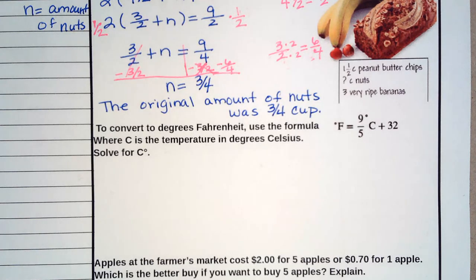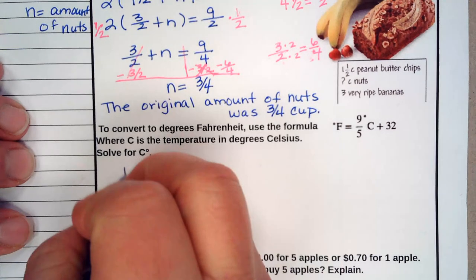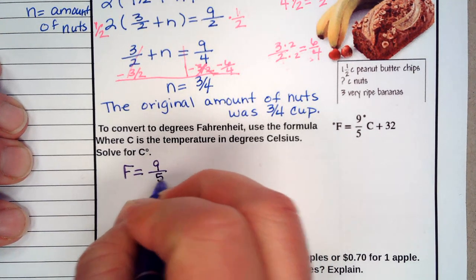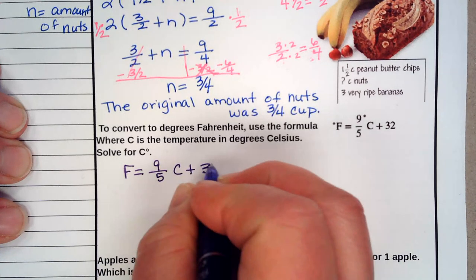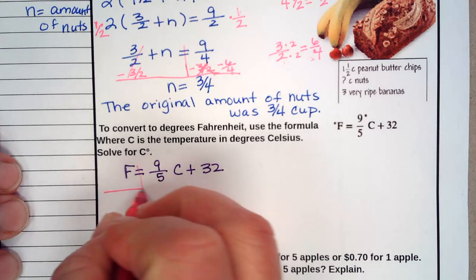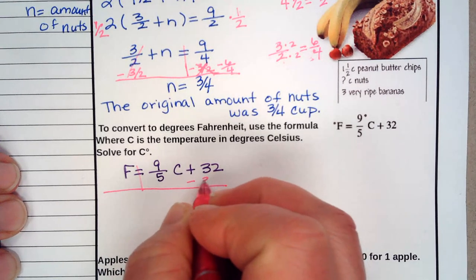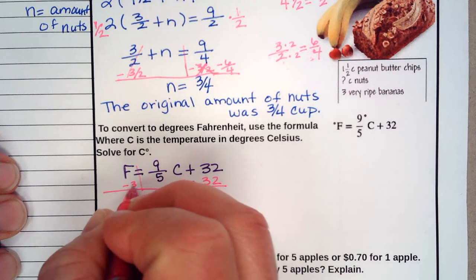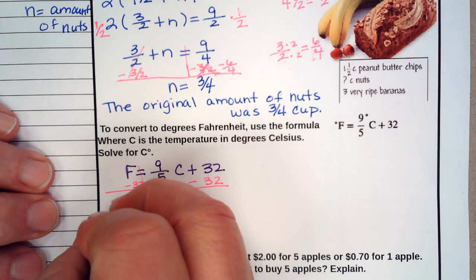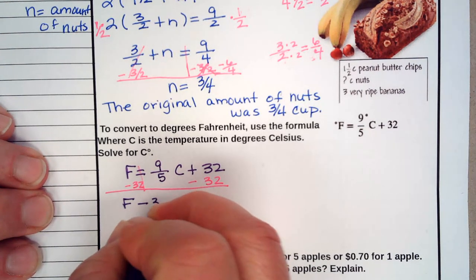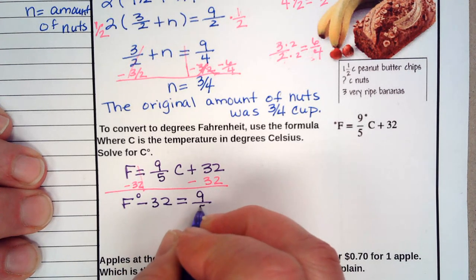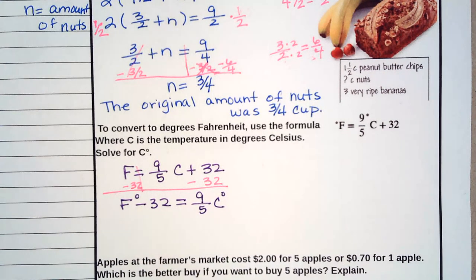So first thing we do is rewrite it. Now we're going to solve. We need to move the number to the other side, so I'll subtract 32 from both sides. I didn't put it underneath the F because they're not the same. F minus 32, and that's F degrees, is equal to 9 over 5 C. That's Celsius.